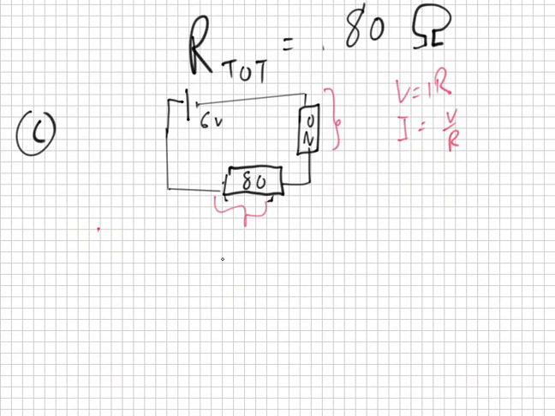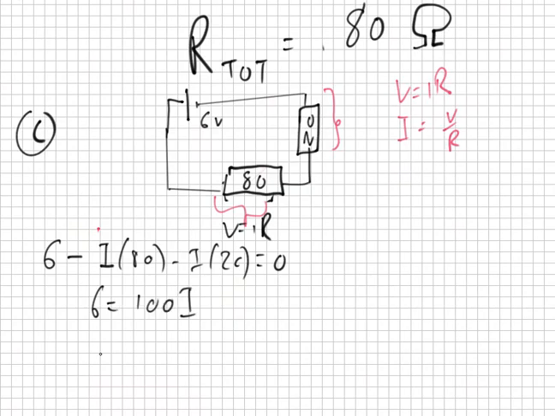So first we're using Kirchhoff. So you start at 6, then minus the voltage here. Remember V equals IR. So minus I times 80, minus I times 20. So we get 6 equals 100I. So I equals 6 over 100. That's using Kirchhoff.